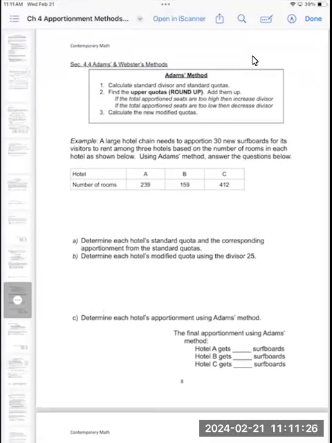So a large hotel chain needs to apportion 30 new surfboards for its visitors to rent among 3 hotels based on the number of rooms in each hotel, as shown below. Using Adams' method, answer the questions below. So they want us to determine each hotel's standard quota and the corresponding apportionment from the standard quotas. So I calculate the standard divisor and standard quotas.